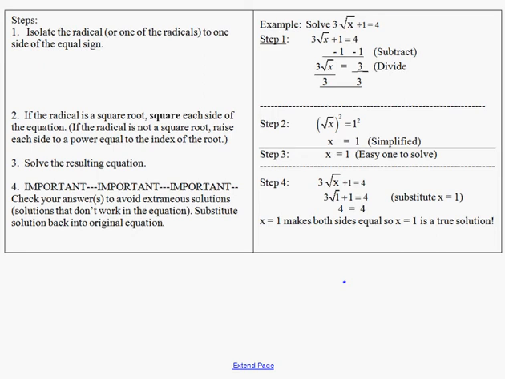Okay, ladies and gentlemen, here we go. Lesson number 4 in the radicals unit. This is going to be dedicated to solving radical equations.